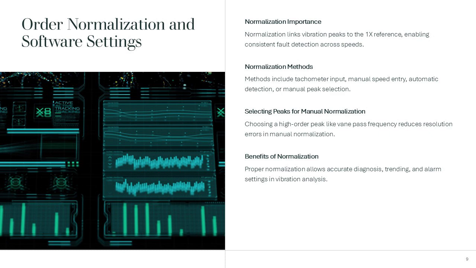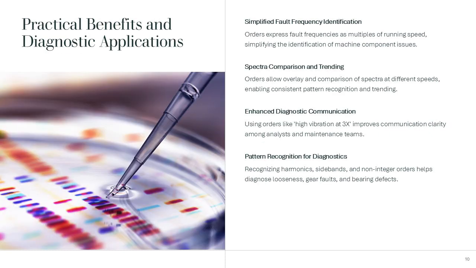cannot be fully realized. Orders provide numerous practical advantages in vibration analysis. They simplify the identification of fault-related frequencies by expressing them as multiples of running speed, making it easier to relate peaks to specific machine components. For example, a peak at 8x or 8 orders may correspond to a blade pass frequency, while a peak at 2x or 2 orders often indicates misalignment.